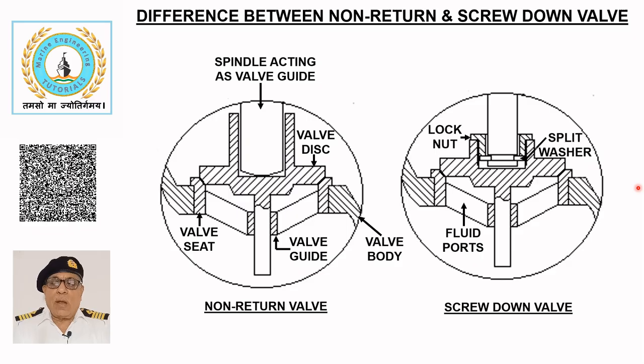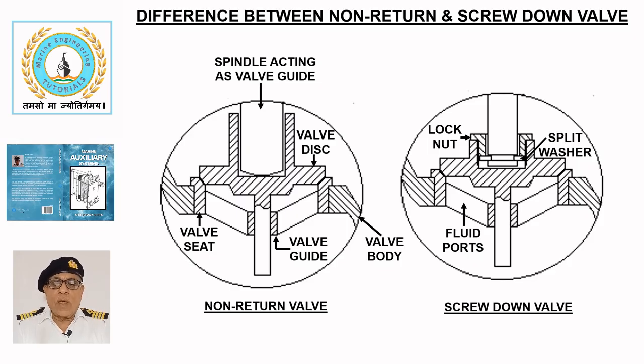In a screw-down valve, the spindle and disc are attached together using a split washer and nut. The spindle has a groove to accommodate a pair of split washers, which act as a stopper. These washers are pressed by a nut screwed onto the disc so that the spindle and disc are held together and move up and down simultaneously.